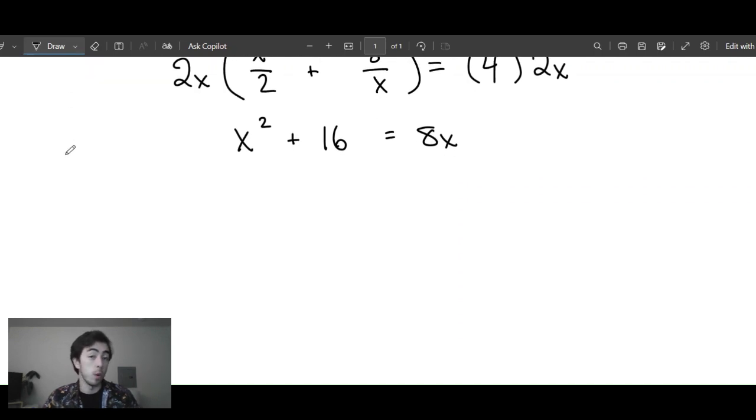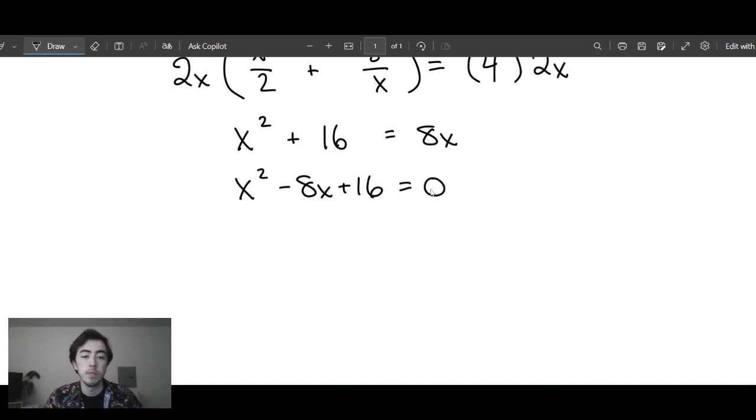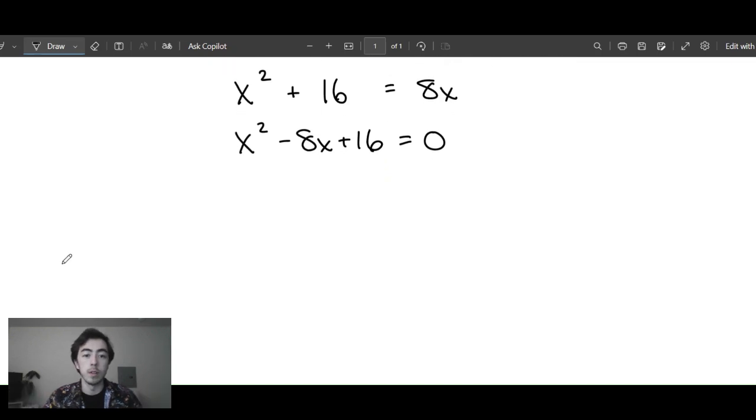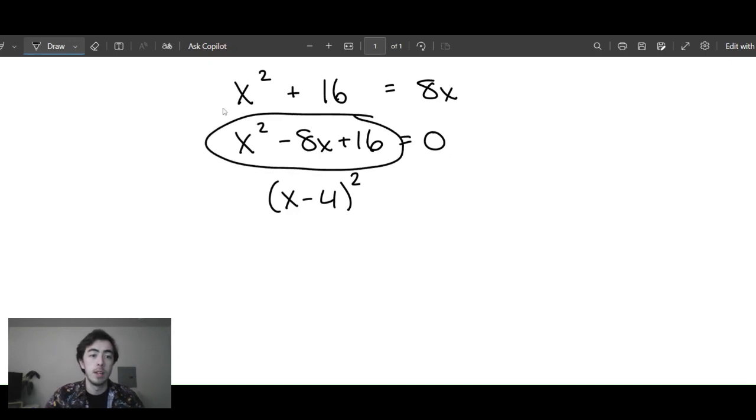And I have a quadratic equation, so for these ones, I really like setting everything equal to 0. So if I subtract 8x from both sides, I'm able to produce a 0 on the right. And we have something here called a perfect square trinomial. I recognize these patterns because I've done a lot of work with quadratics. I know that doing x minus 4 squared produces this on top.